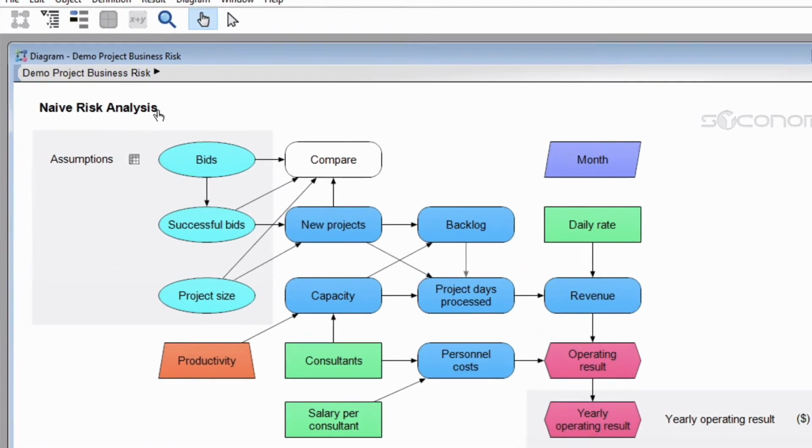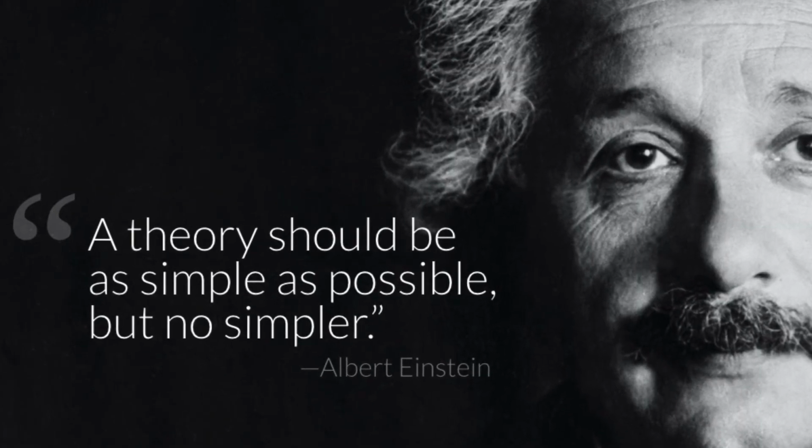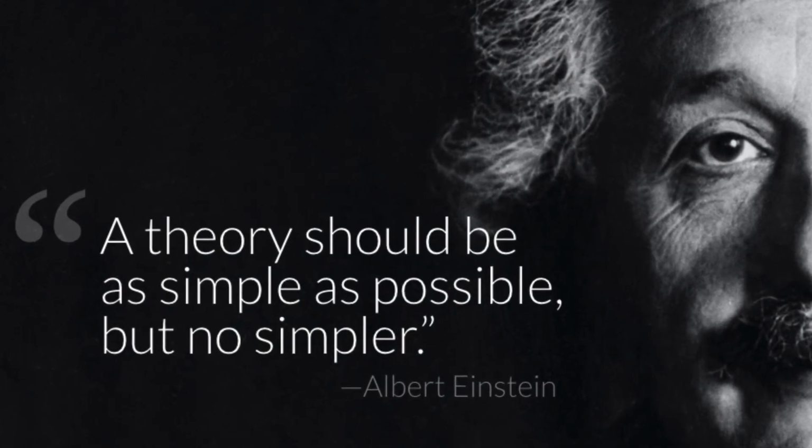You might have noticed the title of the model read Naive Risk Analysis. I call this naive because we just replaced the single value in the assumptions with a distribution without thinking any deeper about the model itself. Let me show you what the problem is, and it has something to do with this quote. A theory should be as simple as possible, but no simpler. And I think in this case, it is.